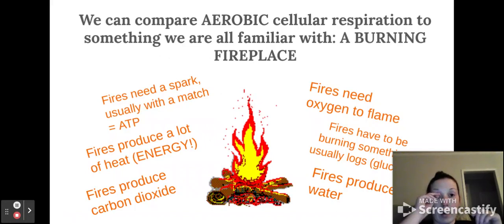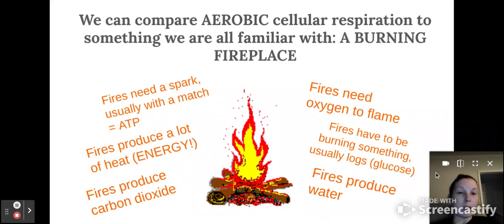So we can compare aerobic respiration to a burning fireplace, as it says here. So fire needs a spark. That would be our energy, or ATP. It produces a lot of heat, which we know is also a form of energy. Fires produce carbon dioxide. You have to have oxygen for a fire to continue to burn. Fires have to be burning something, they have to have some sort of fuel source, which would be the glucose. And then fires do produce water, usually in the form of steam, but it's still water.